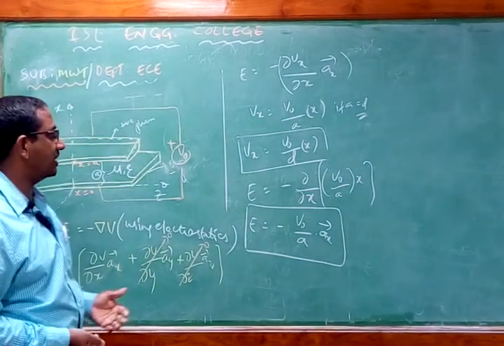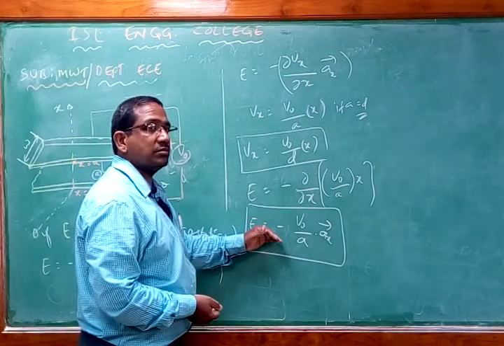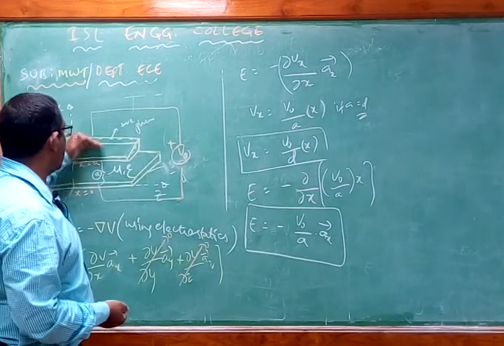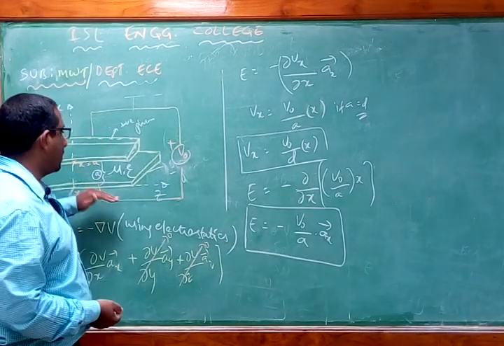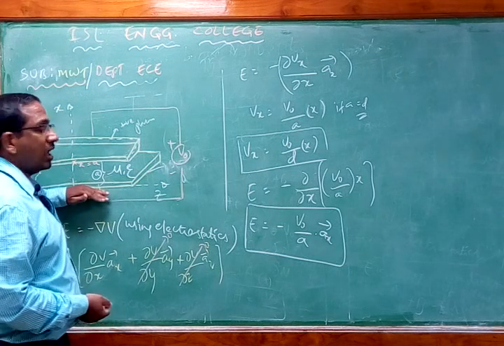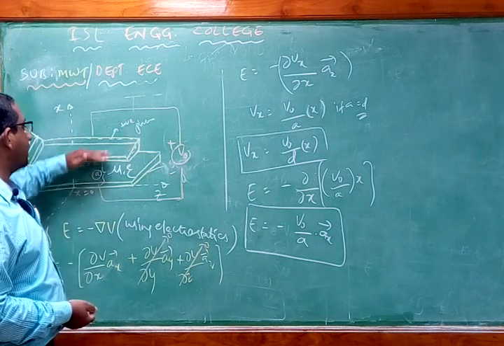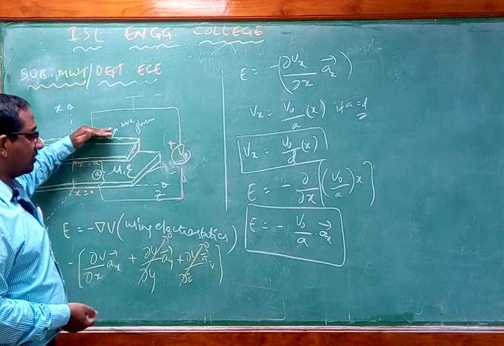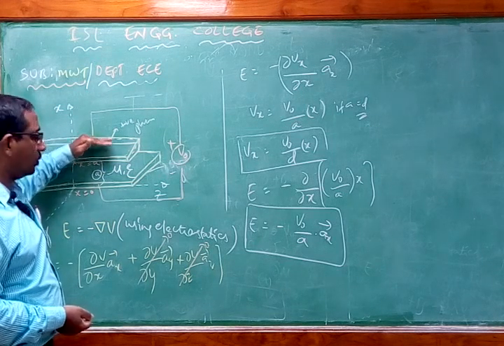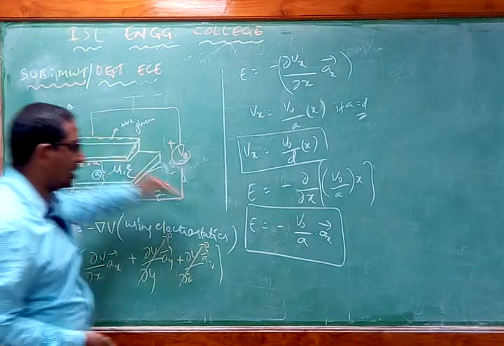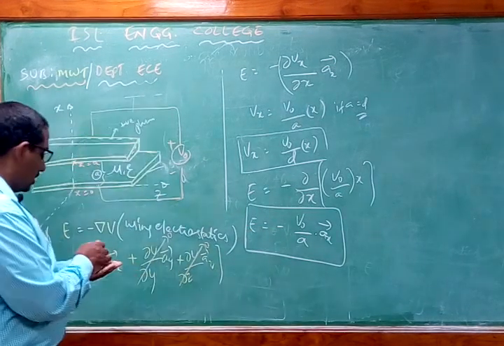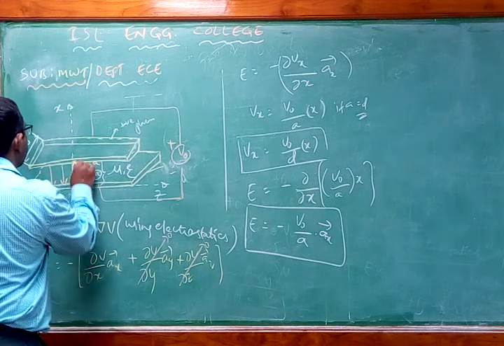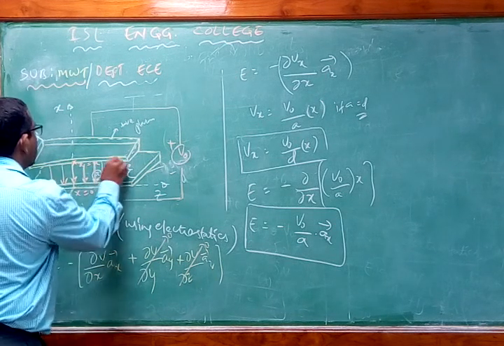The minus sign is indicating that the electric field is flowing from the top plate to the bottom plate. We started from x equal to 0 and we are moving in the forward, upward direction, but the electric field is moving from top to bottom. So that is the indication here. The electric field lines are simply moving like this.